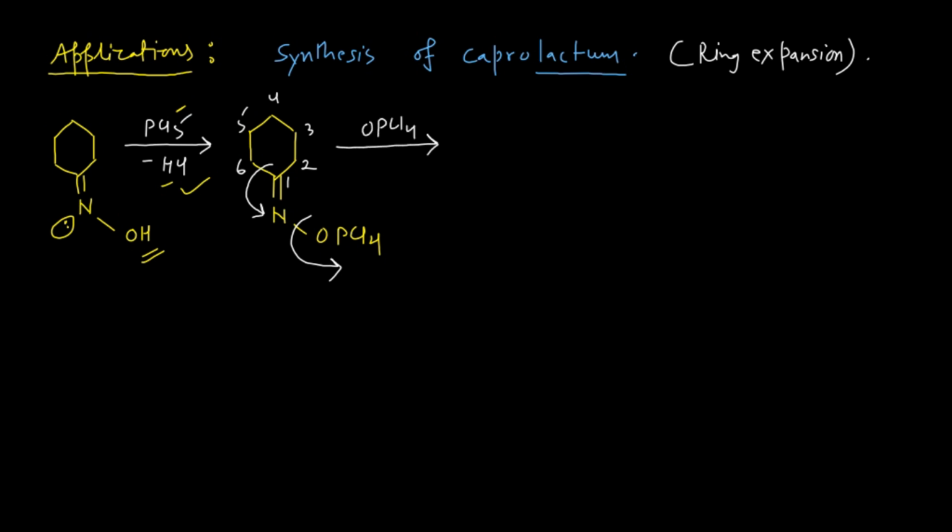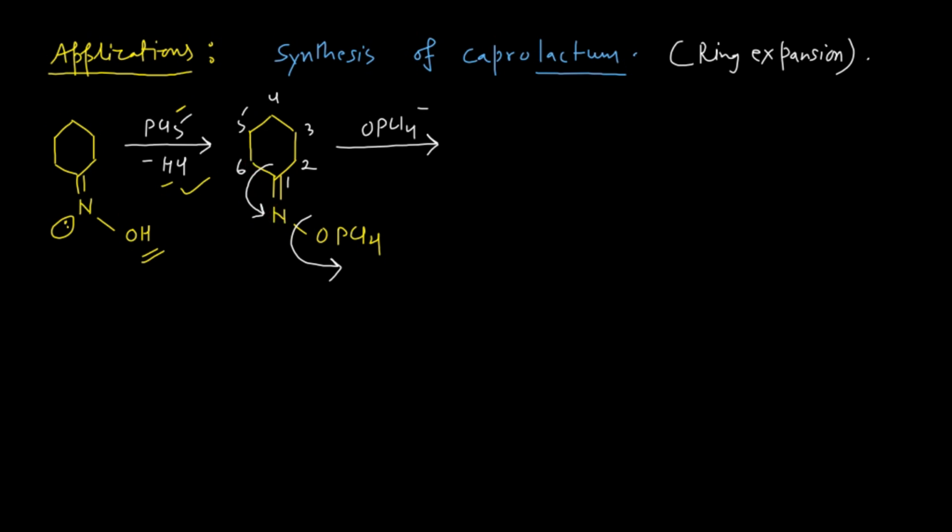OPCl4 negative will eliminate. Now you have the 7-membered ring. Earlier you were having the 6-membered ring here. Now this nitrogen will also join this ring, so it will become a 7-membered ring, and in between carbon 6 and carbon 1, you will have the nitrogen.